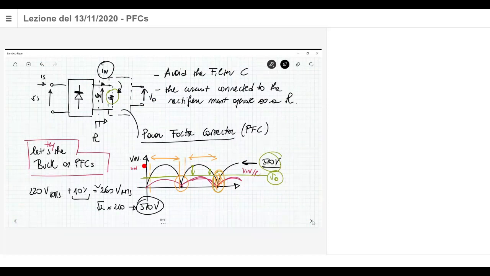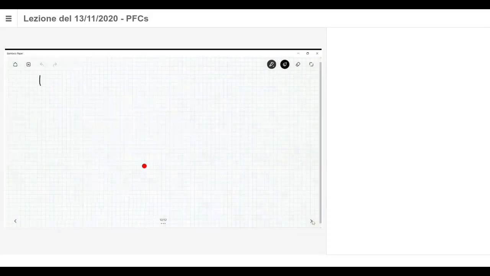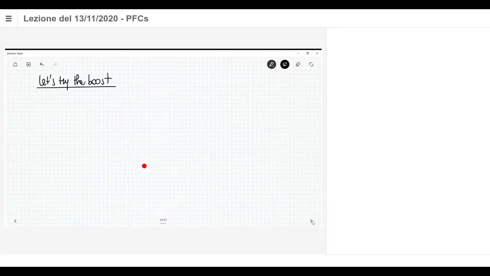Okay. Look at what happens for the boost. So let's try the boost. The main characteristic of a boost is that it steps up the input voltage to a higher value. Okay, so this is V in.